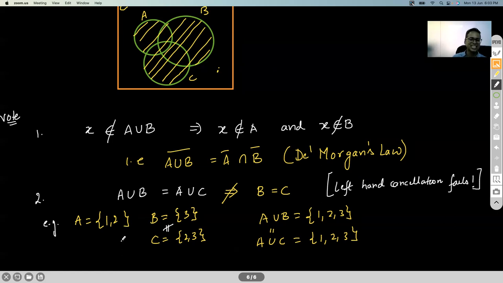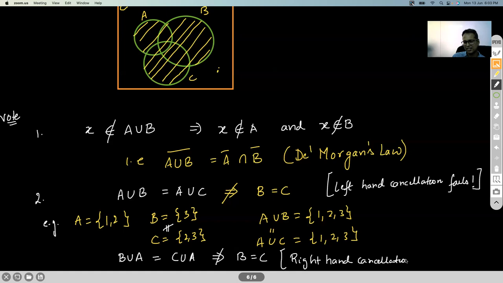Any question, any concerns? Similarly, even if I switch the order, that means if I write B union A is equal to C union A, it does not imply B is equal to C. So this is what we say, right-hand cancellation fails. Okay. So in a set, never start canceling things on the right of something or left of something the way you do it for numbers. Any questions, any concerns?